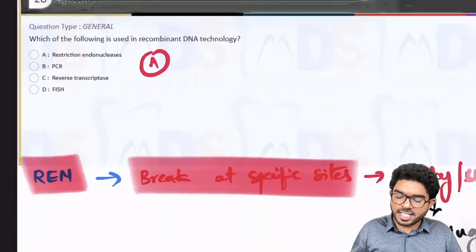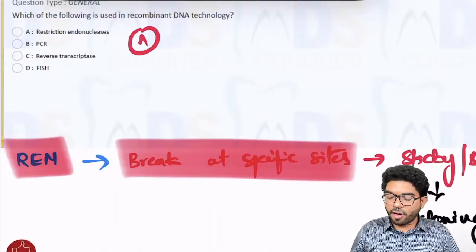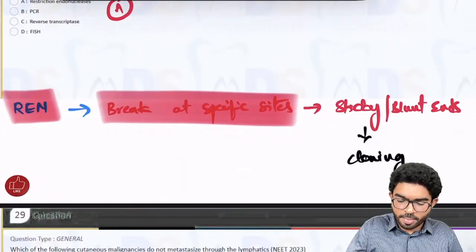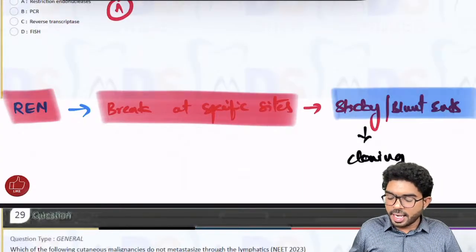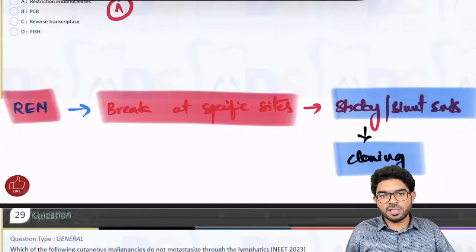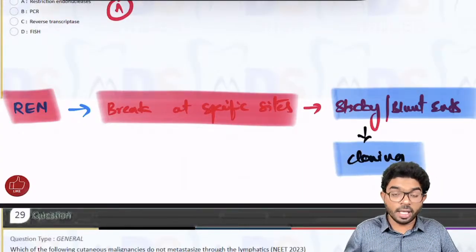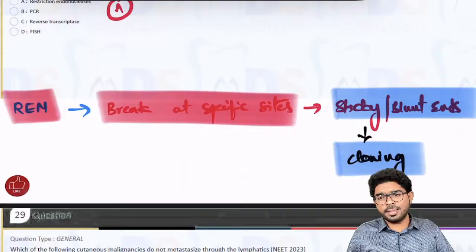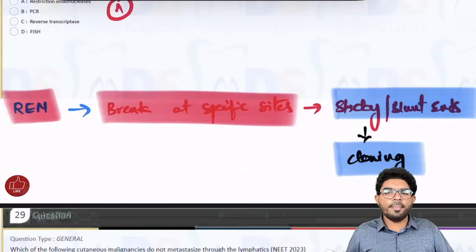the chain at a specific site, and they lead to the formation of sticky or blunt ends. These sticky and blunt ends are basically useful for cloning. That is what we are talking about in recombinant DNA technology. So please try to do these PCRs, recombinant DNA technologies, and all these a little extra, because those are the latest advanced things that are regularly happening.